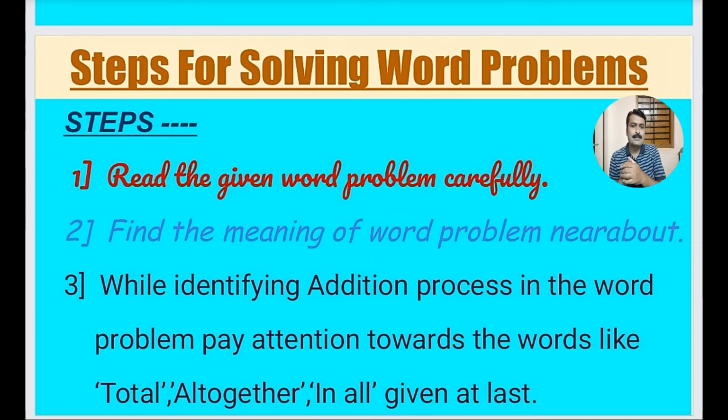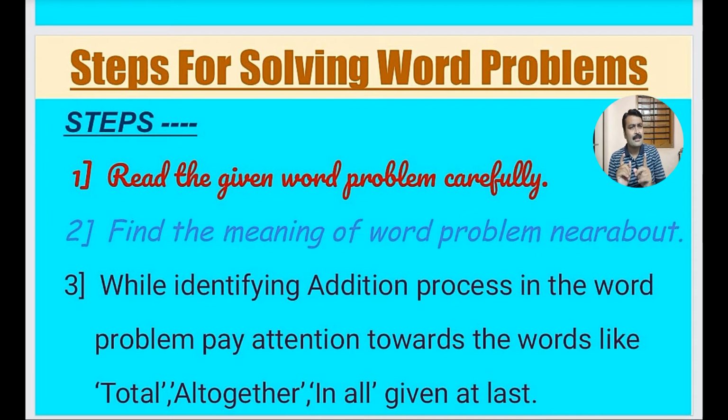So at the third step here I am writing: while identifying the addition process in a word problem, pay attention towards words like total, altogether, in all, given, at last. That means at the ending of the given word problem we have a question, and at the very end of that question we are given these three words: first, total; second, altogether; and third, in all.